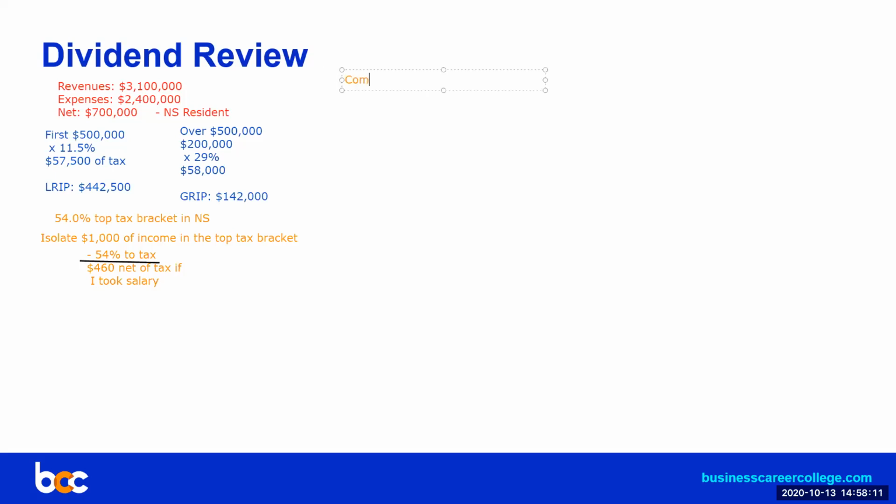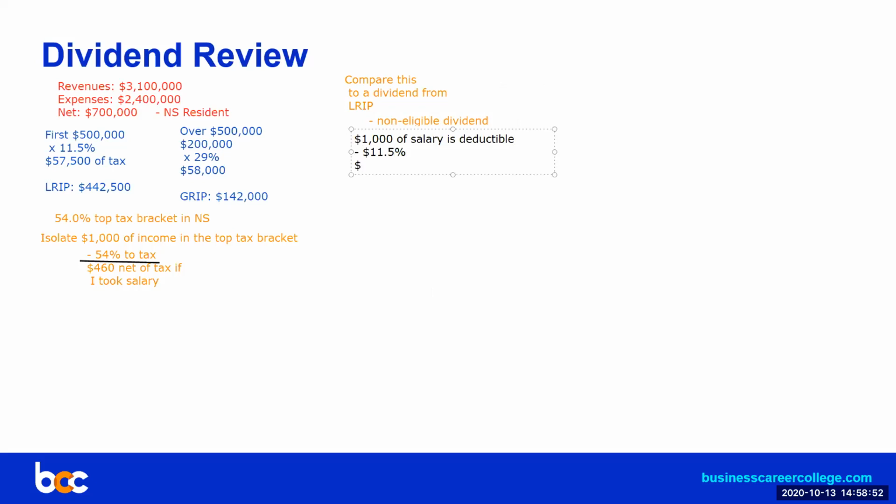So now let's compare this to a dividend from the low rate income pool. This is going to be a non-eligible or ineligible dividend. The first thing that would happen is our dividends are paid out of our after-tax dollars. So $1,000 of salary is not the same as $1,000 of dividend. $1,000 of salary would be deductible, whereas $1,000 of dividend is not.